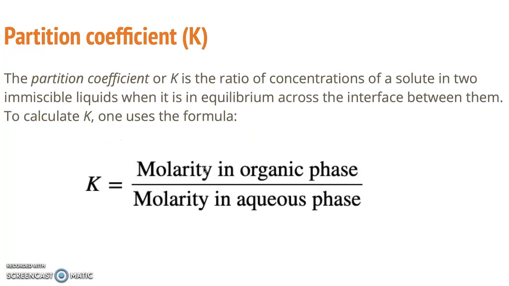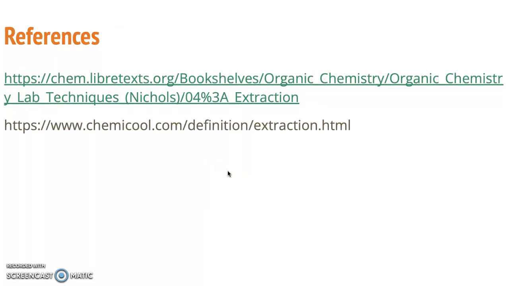The partition coefficient. The partition coefficient, or K, is the ratio of concentrations of a solute in two immiscible liquids when it is in equilibrium across the interface between them. To calculate, one uses the formula K is equal to molarity in organic phase divided by the molarity in aqueous phase. And that is all for this presentation.